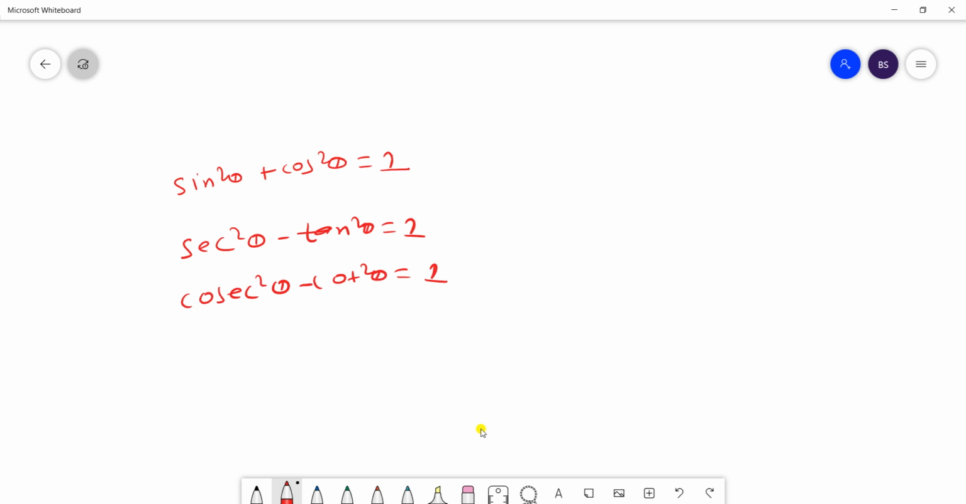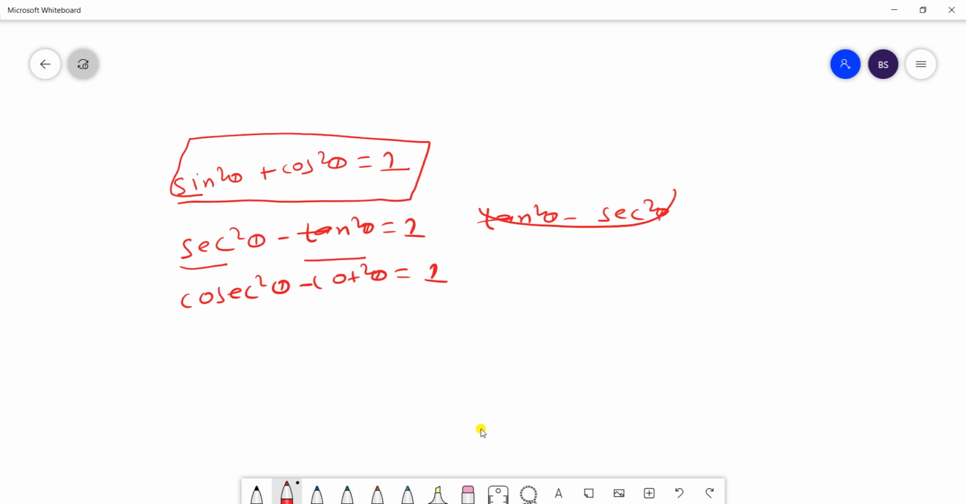See everyone, this formula is very easy. Sin square theta plus cos square theta, remember all of you. Sec square theta minus tan square theta is where confusion comes. Sometimes students write tan square theta minus sec square theta. How to remember it? Alphabetically S comes first, and after S comes T, like P Q R S T. So I will always write the formula as sec square theta minus tan square theta is equal to 1.